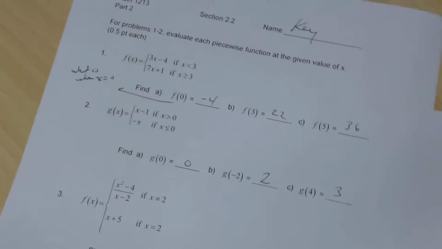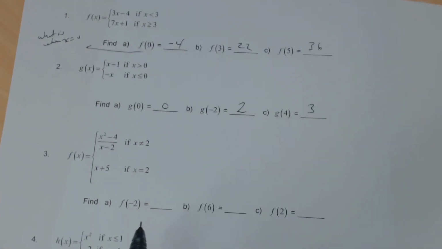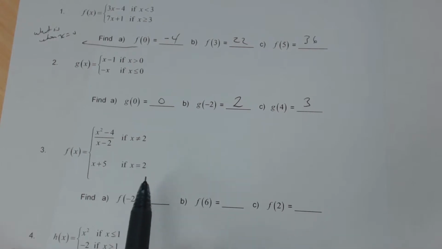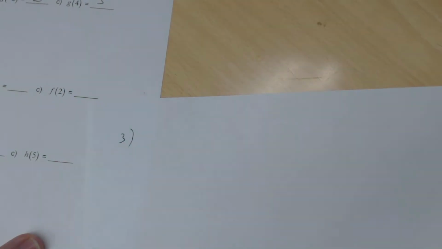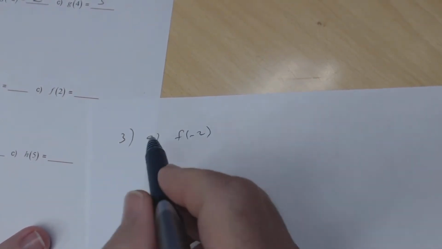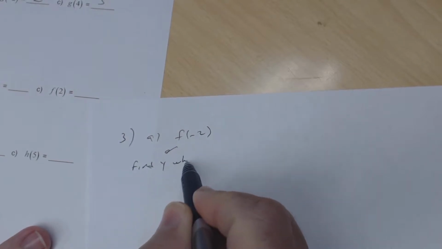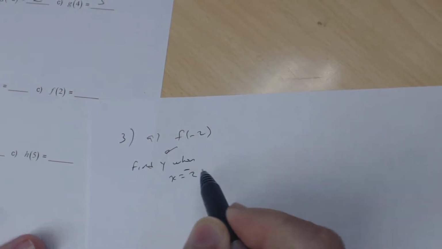Notice that this one says not equal to, and this one says equal to. As we go through this, we'll discuss what that means. In letter A, you want to find f of negative 2. Again, this means find y when x equals negative 2.